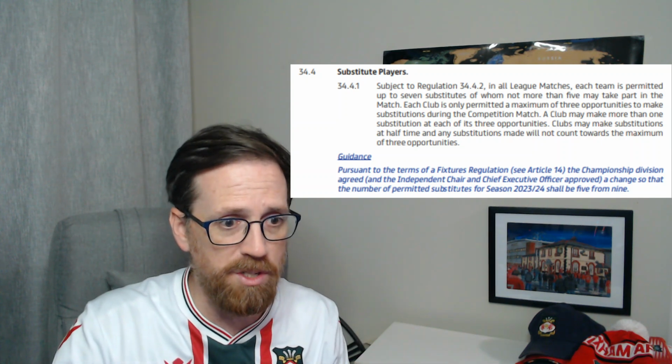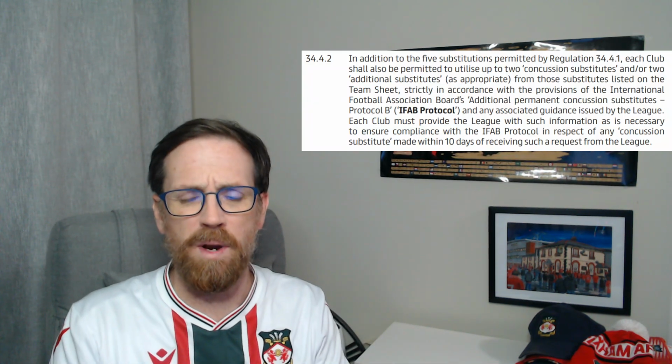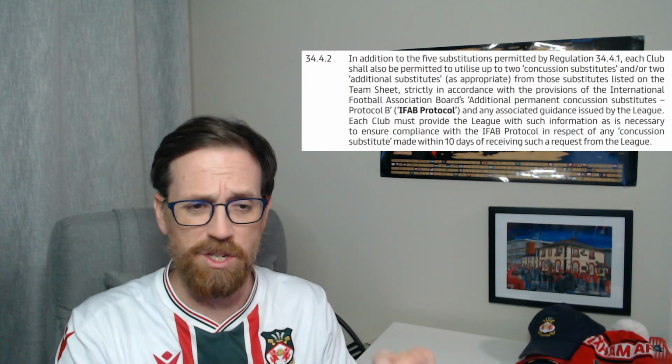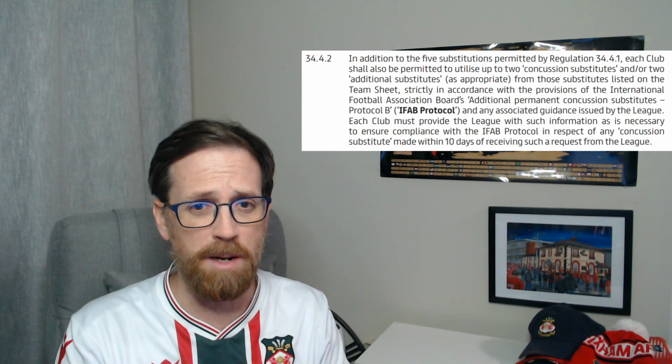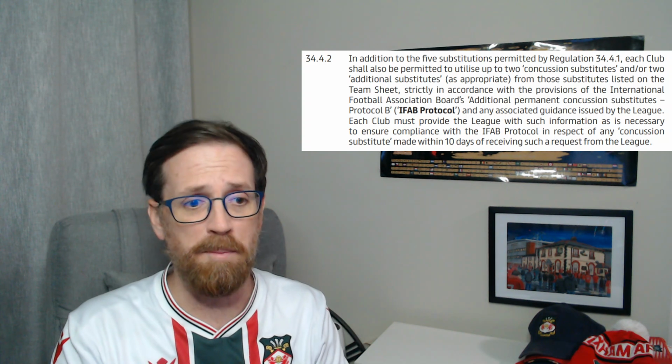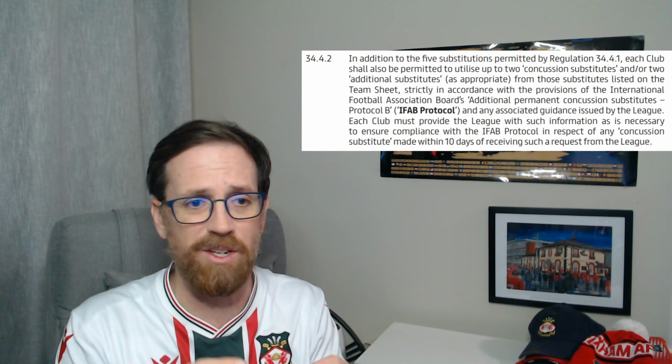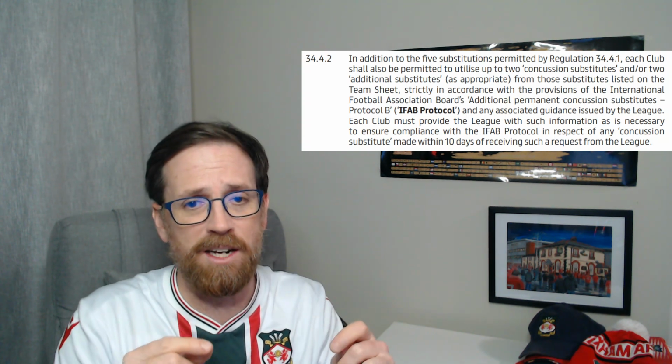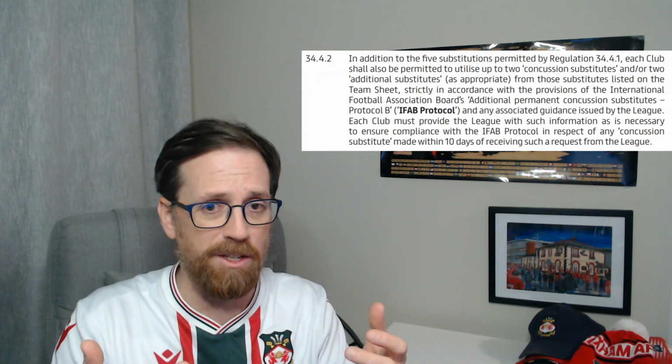So what are those exceptions? Well, just to get one out of the way, the Championship recently changed their rules this year to allow for 9 substitutions, up from 5. Don't know if that's going to end up happening to League 1 or League 2, but that's contained in the guidance, not within the actual rules, obviously, for League 2.